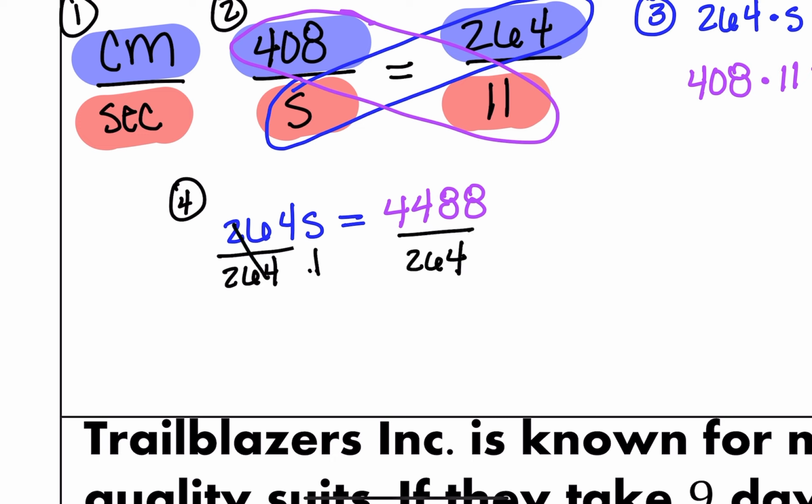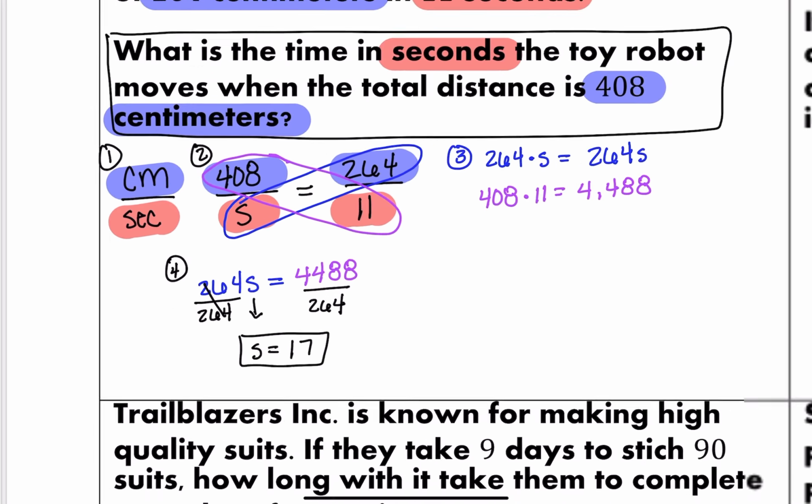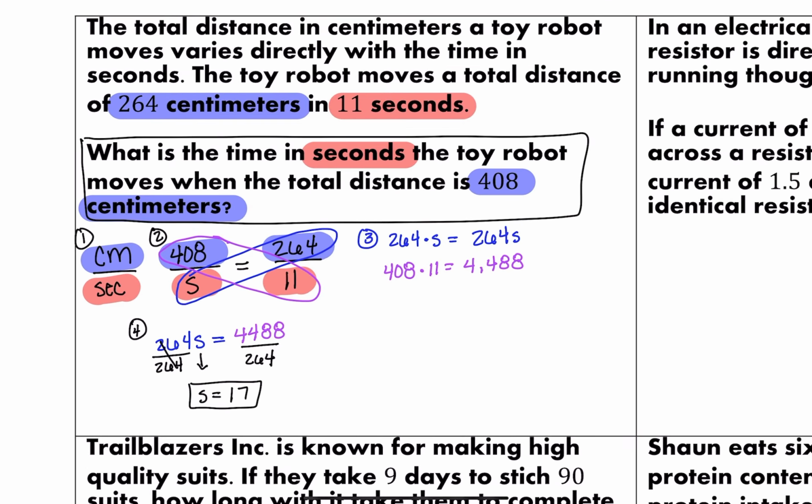I did not touch S, so I'm going to go ahead and bring that down. And so when you take 4,488 divided by 264, you get 17. And that's it. Notice I did not read the entire problem. I didn't even need any of this. It's there to distract you, okay?